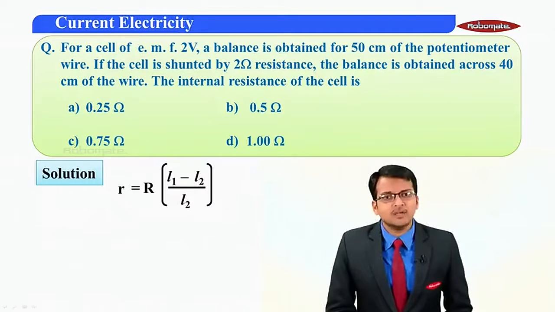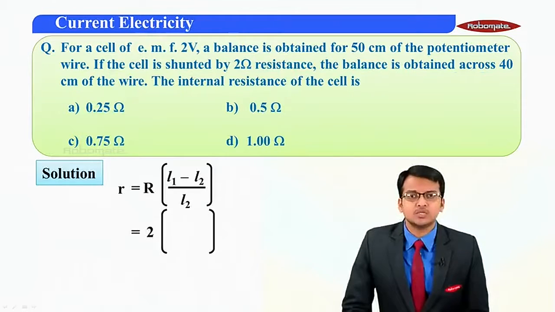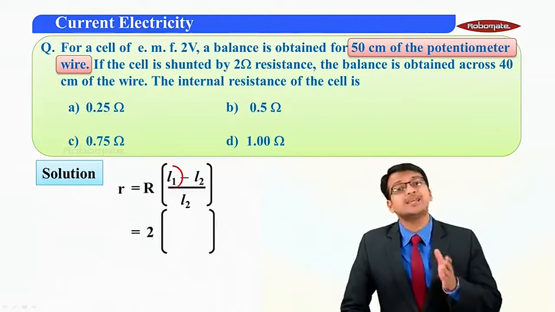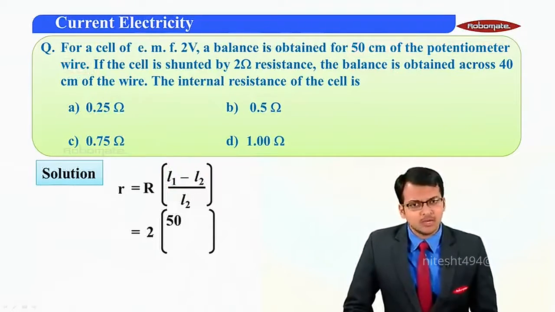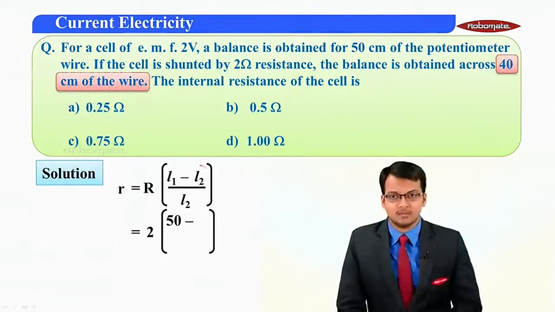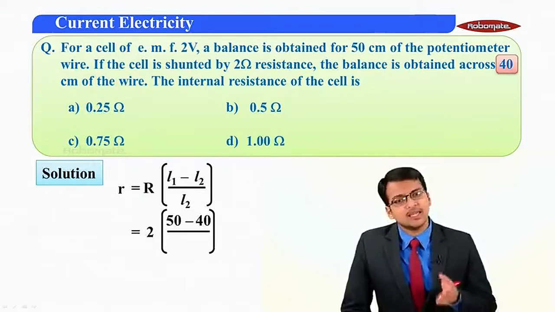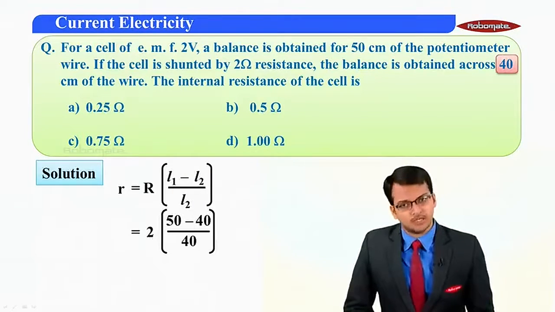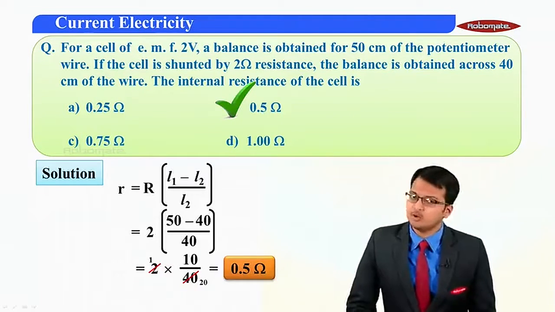So what is the value of R given? R is 2 ohms, so I'll substitute the value of R. What about L1? L1 is the length before the cell was shunted with the resistance, so it has to be 50. What about L2? L2 is given as 40 centimeter, so in the denominator I'll take L2 to be 40. When I substitute and simplify, I get 2 into, what is 50 minus 40? 10 upon 40. So the correct answer comes out to be 0.5 ohms.